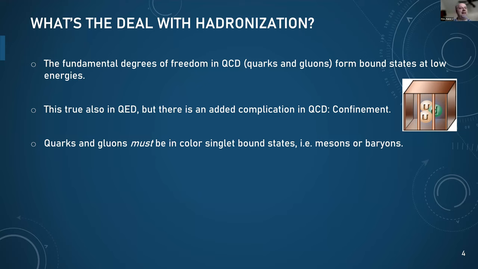But unlike some of the other theories like electrodynamics, there's an additional complication, which is confinement. So in QED, forming the bound state is sort of optional. You can have, even at very low temperatures, you can have free protons and you can have free electrons moving around. But in QCD, that is not an option. So you cannot have things that are not color singlets, basically, like free quarks or free gluons. Things need to be confined in color singlet objects.